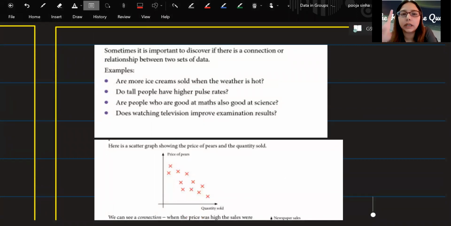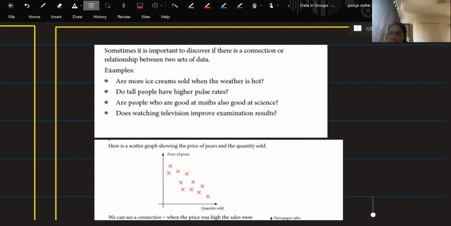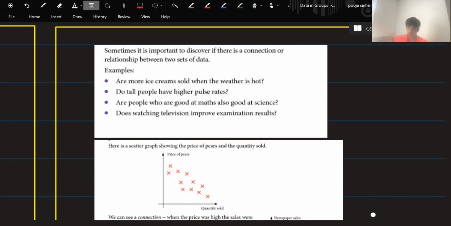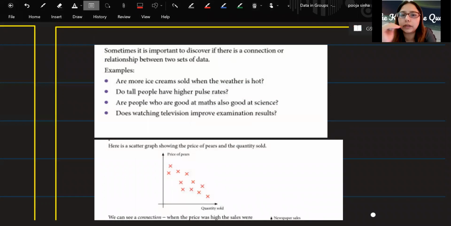Now, I want everybody to be unmuted and everyone is going to speak. I want to hear everybody speaking. Okay. So first question, do you think there's any relationship? There's some connection between some examples which are there on the screen. Are more ice creams sold when the weather is hot? Yes. So the hotter the weather, the more ice cream sales, right?